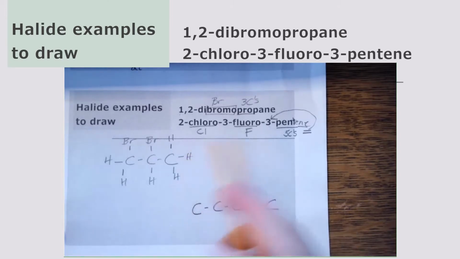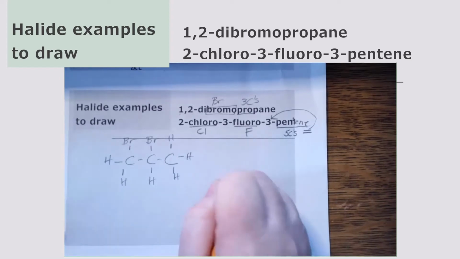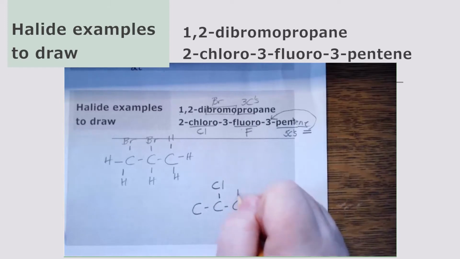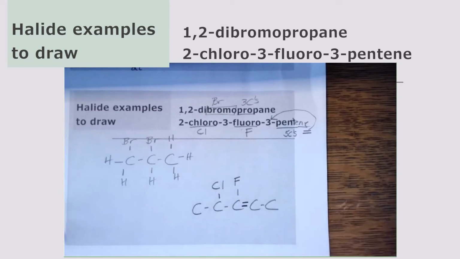On carbon number 2, let's put a chloro. On carbon number 3, let's put a fluoro. And let's fill the rest with hydrogens. Each carbon needs 4 bonds. Ready? 1, 2, 3, 4. 1, 2, 3, 4. 1, 2, 3, 4, add nothing. 1, 2, 3, add 1. 1, 2, 3, 4. Now remember, if it's a hydrogen, I can just leave it blank, so I'm going to leave it blank in this one.